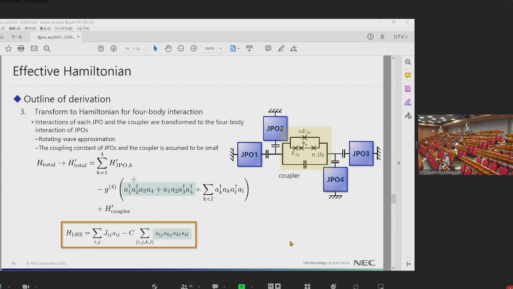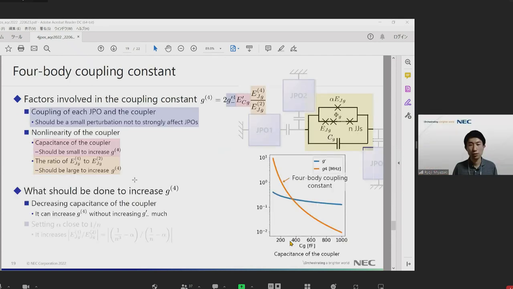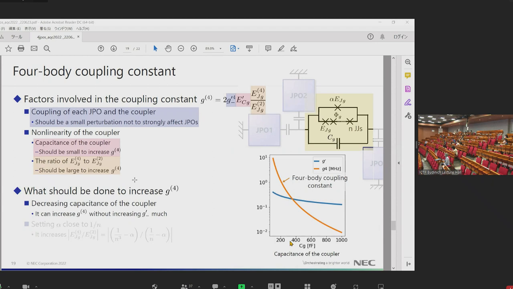Okay, thank you. Another question is, how do you measure the JPOs? What is the computational basis? It's not a persistent current state, right? How do you measure JPO? Dispersive measurement or SQUID?